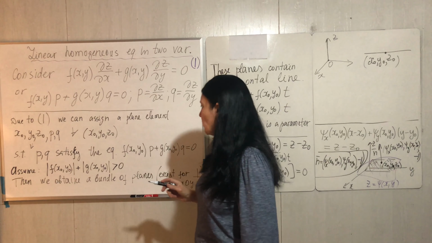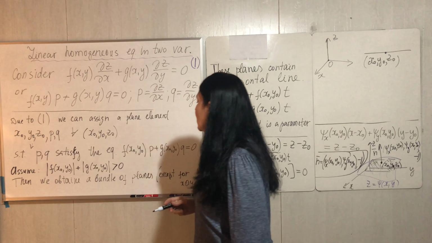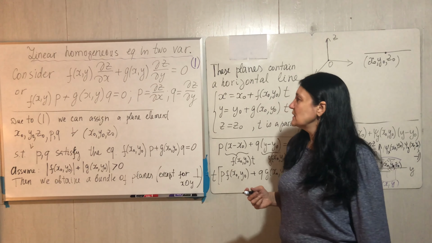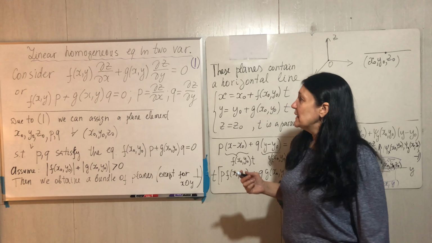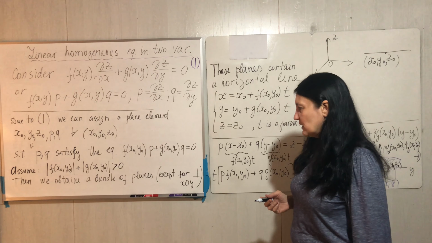And everywhere we assume that functions f and g are not simultaneously 0, right? So we can take norms, or we can put just squares. We put that their sum is greater than 0, meaning that they are not simultaneously 0, otherwise there is nothing to say about our equation, it will degenerate.